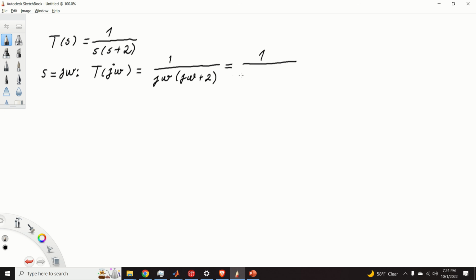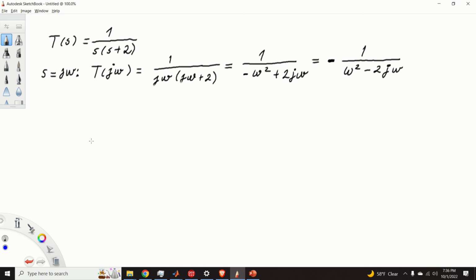j omega times j omega is minus omega squared. j omega times 2 is nothing less than 2j omega. And let's take minus 1 outside our denominator. And if we do that, we can obtain something that looks like this: omega squared minus 2j omega.